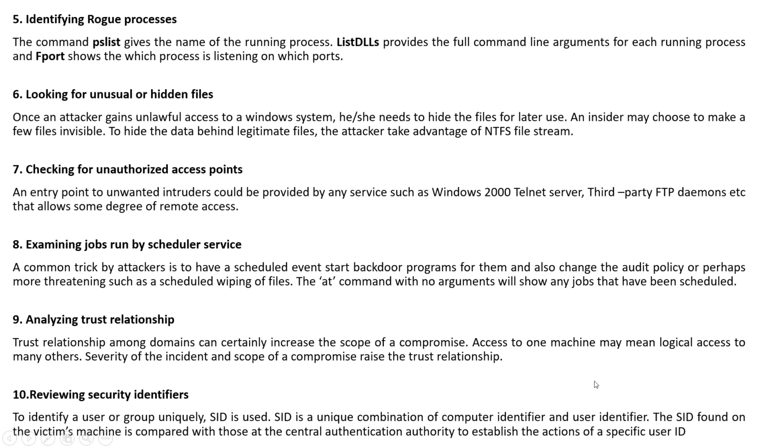Next, analyzing trust relationships. Access to one machine may mean logical access to many others, as the machines may be connected to one another. The severity of the incident and scope of compromise depend on the trust relationships. So trust relationships between systems can be found out. If one system is compromised, it is possible that all the systems which have a trust relationship with that particular system may also have been compromised.